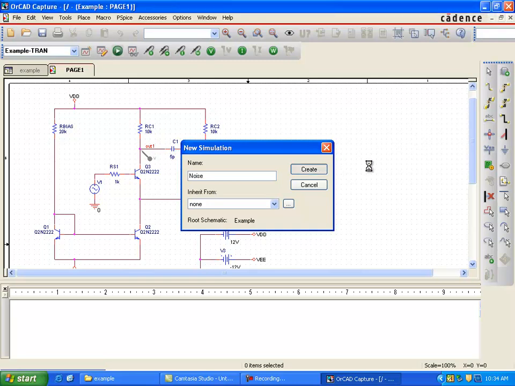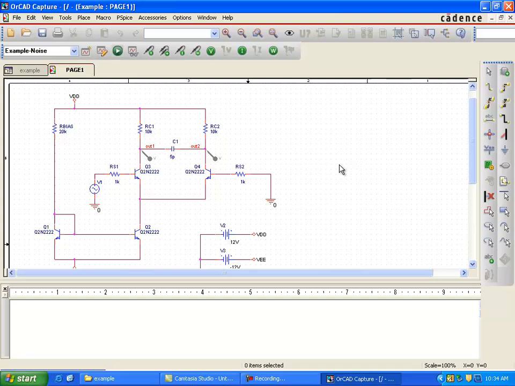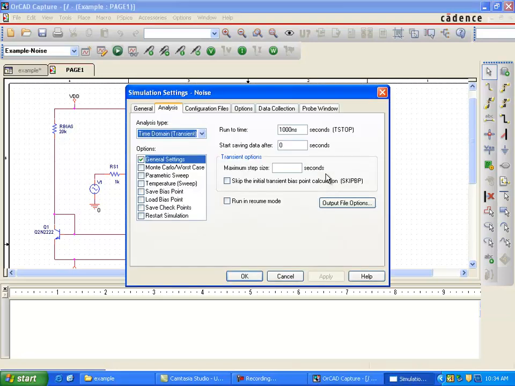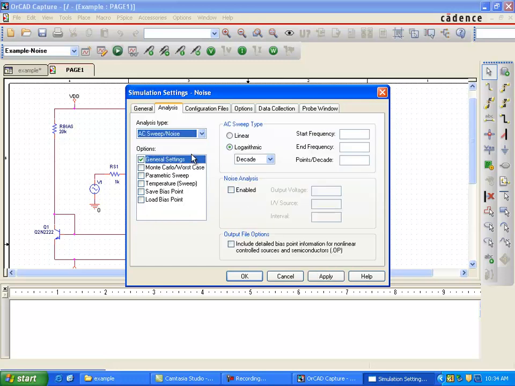As these are transistors, we need to analyze the noise contribution and the total output noise at the output, so we give an AC sweep. The start frequency of 100 kilohertz is a good starting point, the end frequency is 10 gigahertz, and 10 points per decade.